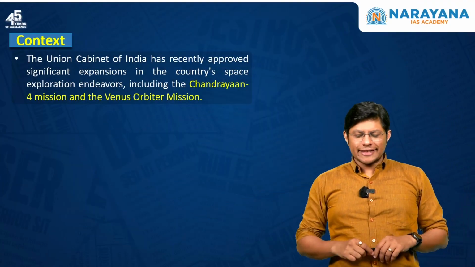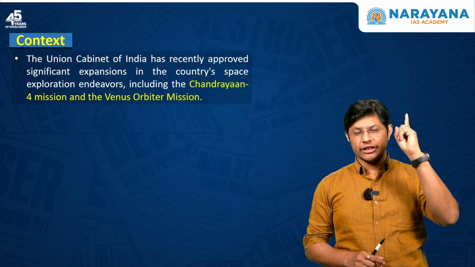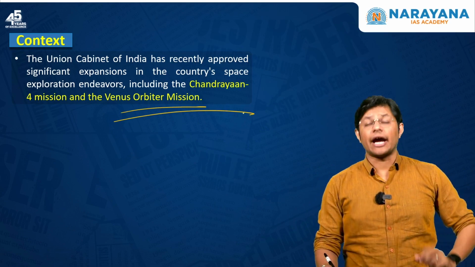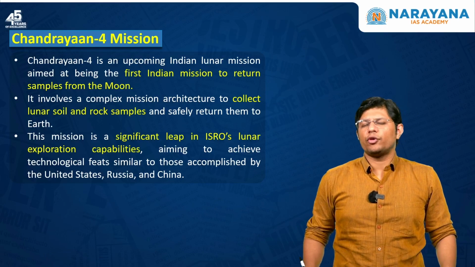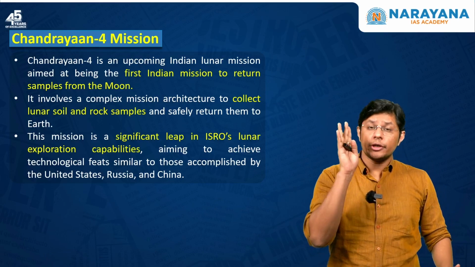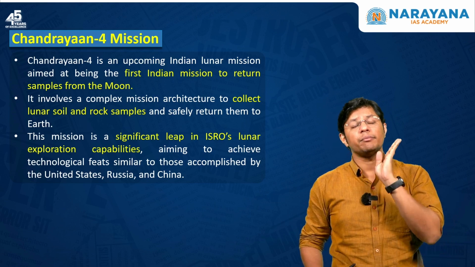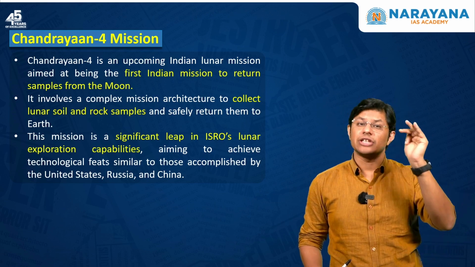So what is the context? The Union Cabinet has approved 2 missions. One, the Chandrayaan 4, and the second one is the Venus Orbiter mission. Now we'll understand about both these missions. The first one, Chandrayaan 4, is very, very important. So you need to know Chandrayaan 1, Chandrayaan 2, 3 and 4. Very important to understand the difference between these 4 missions under the Chandrayaan mission.